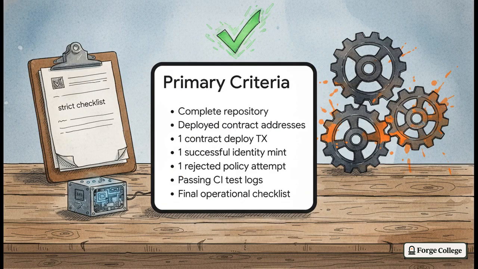To hit the full milestone, your checklist is pretty strict. You've got to provide a complete code base with a crystal clear README, deployed contract addresses, and passing continuous integration test logs, showing us those unit and integration tests are totally green. You also need an operational checklist that includes your rollback plan, and of course, those 3 key verifiable demonstrations we just talked about: the deployment, the mint, and the failure. I know, it sounds like a lot, but honestly, if you've been following along, you already have most of these pieces sitting right there on your workbench.